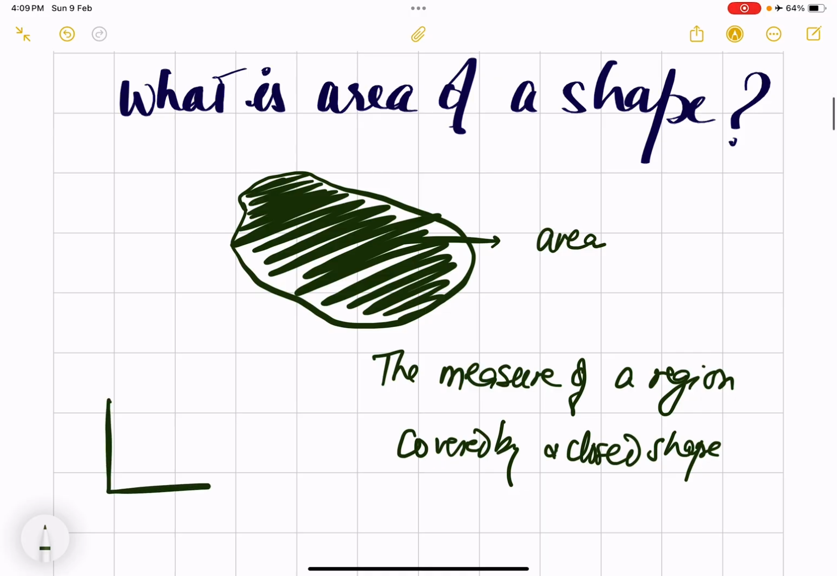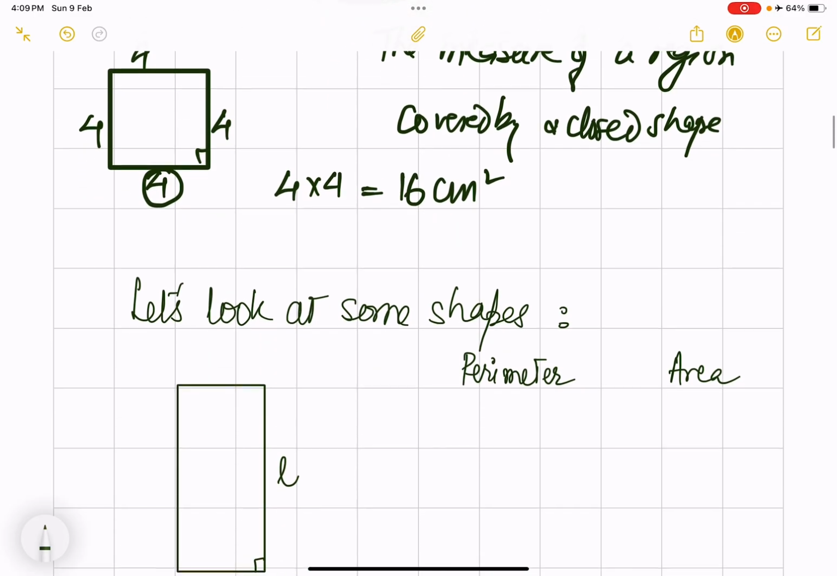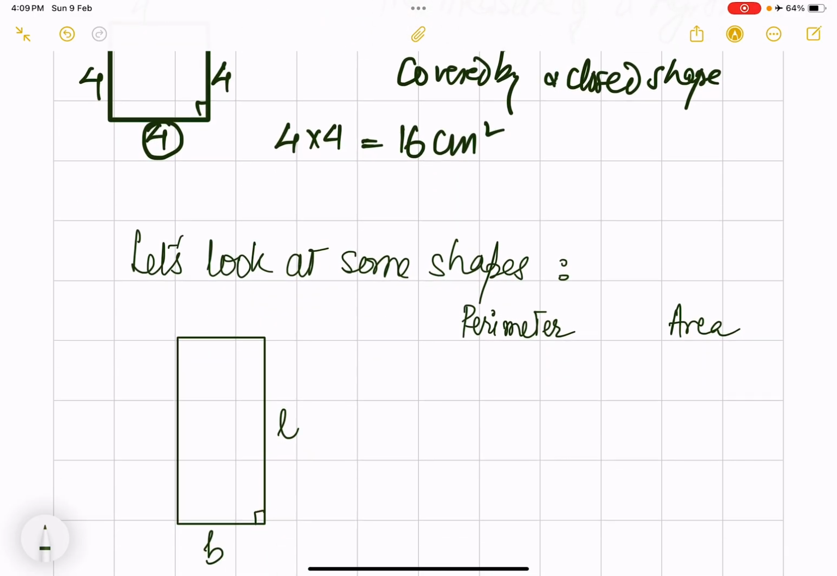For instance, if I had a square whose each side was 4 centimeter, 4, 4, 4, 4. In this case, the area would be the square of 4, which means that side multiplied by itself, 4 into 4 would have been 16 centimeter square. We'll come back to it later on. Different shapes have different ways of finding out their perimeters and their areas. So let's look at some famous shapes.